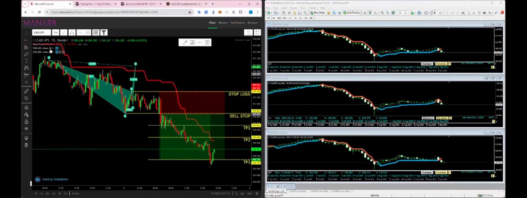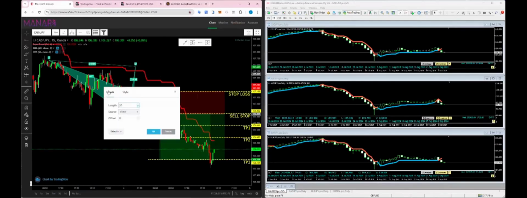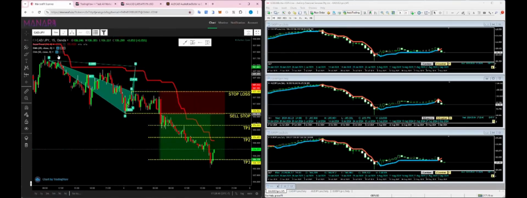Now, for the EMA, click on the middle button. The first one is going to be on inputs. You're going to put 20. And the style is going to be blue. Okay, that's all. There we go.